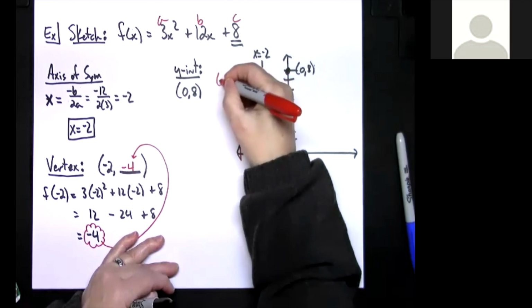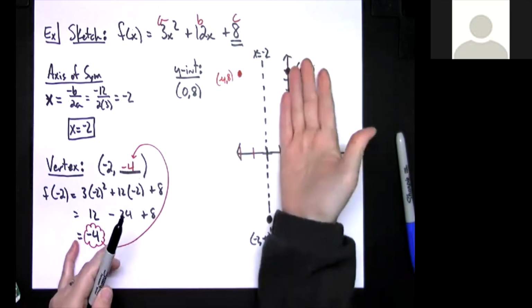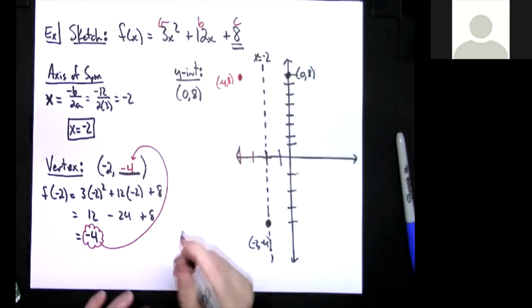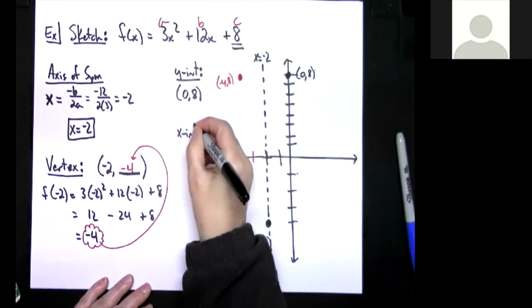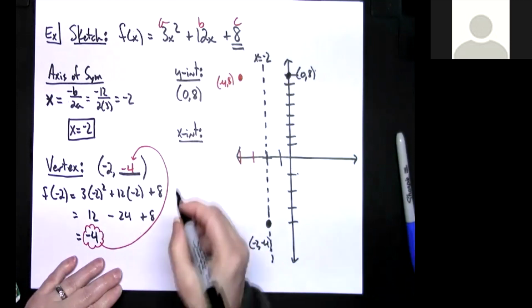So this point would be negative 4, 8. Okay, but I put it in red because we're not calculating it. I'm using the fact that it is symmetrical, so I'm getting another point on there. Okay, and then the x-intercept, all right, that's the one that takes a lot of effort and a lot of time. Okay, so what do we do?